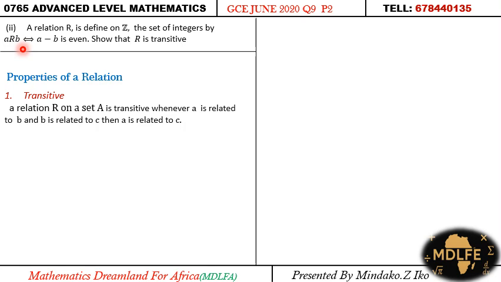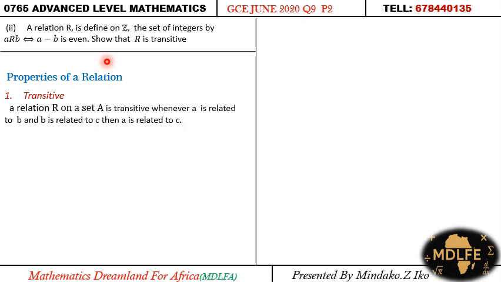So the Roman 2 part says a relation R is defined on Z, the set of integers, by A related to B implies A minus B is even. Show that R is transitive. In this video, the solution is somehow short, so I decided to emphasize some properties of relations.